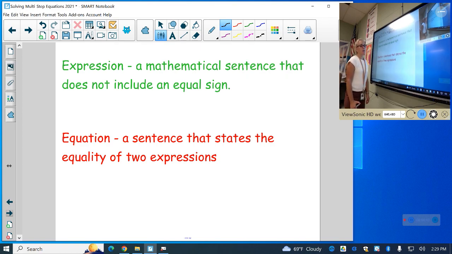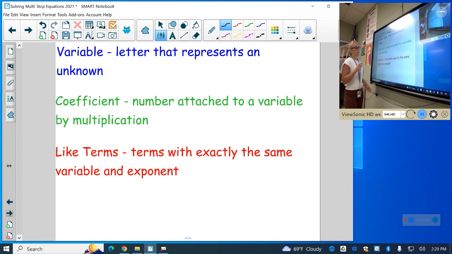An expression in math is an actual mathematical sentence that does not include an equal sign. An equation is a sentence that states the equality of two expressions. So when you have an expression, you do not have an equal sign. When you have an equation, you have an equal sign. So we're solving equations. That means there's two expressions that are set equal to each other.